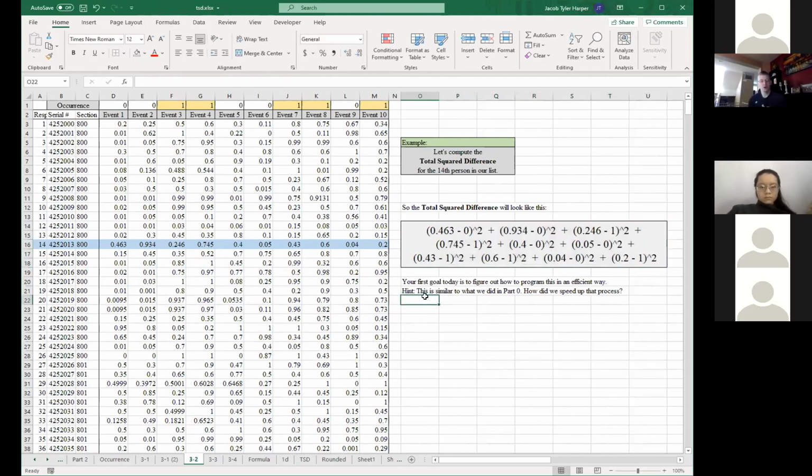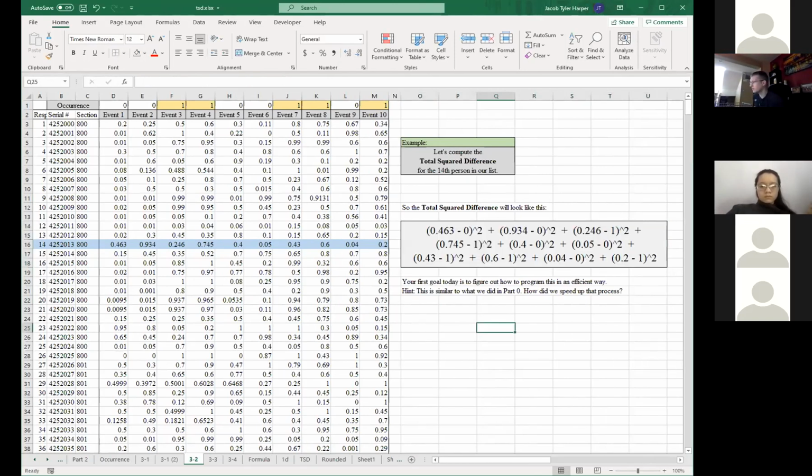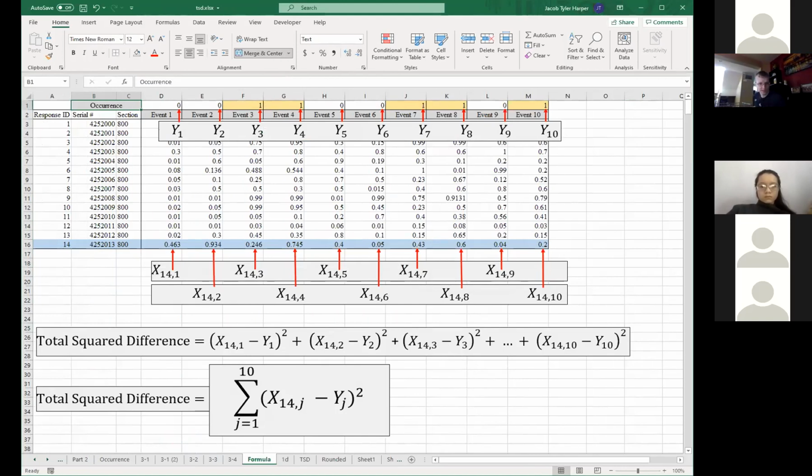Now, the first question in the workbook actually wanted us to use that part 0 stuff, the summation notation, to rewrite all of this as a sigma notation, because this is annoying to write out. So the way we're going to do that works like this. I'm going to consider person 14 for the purpose of this example.